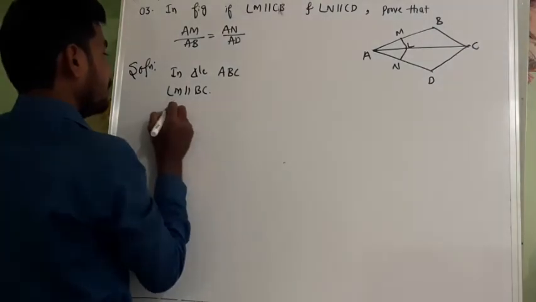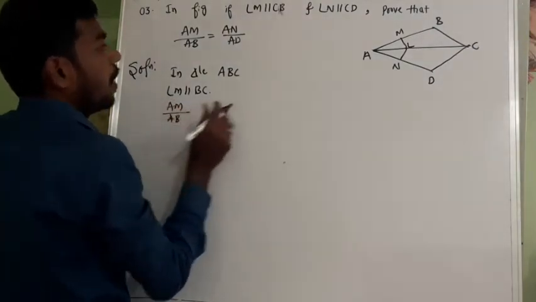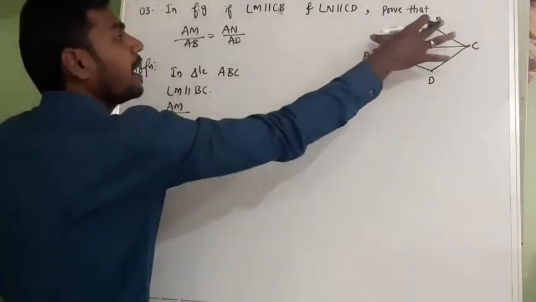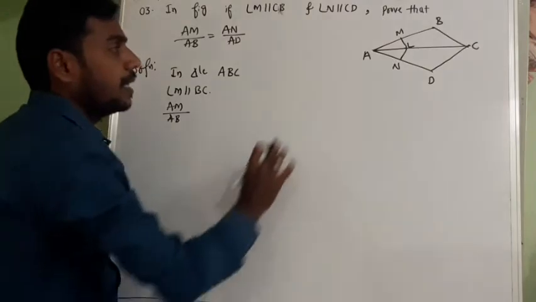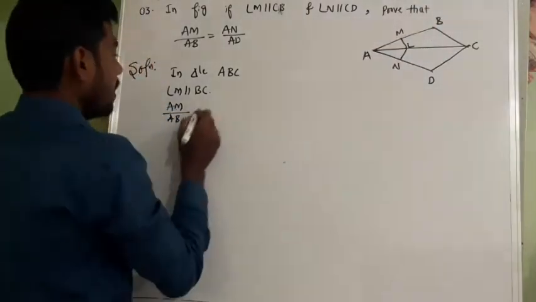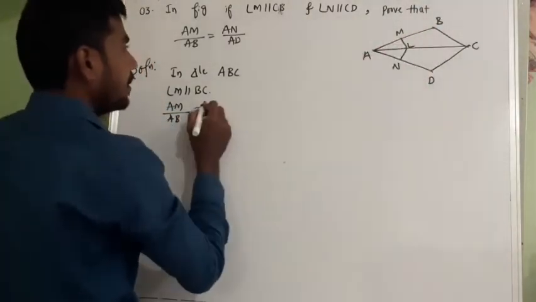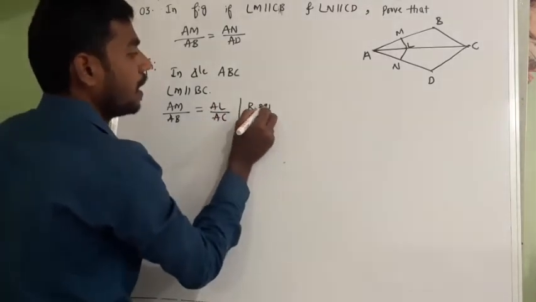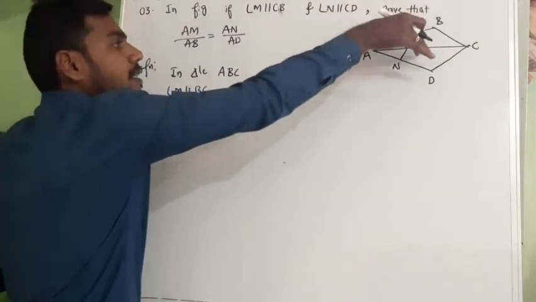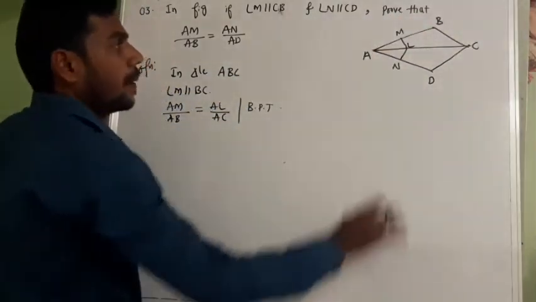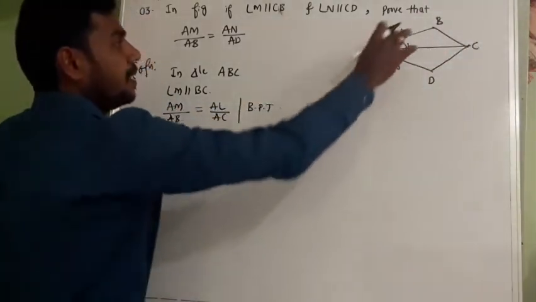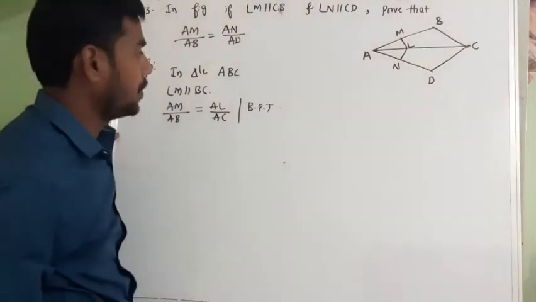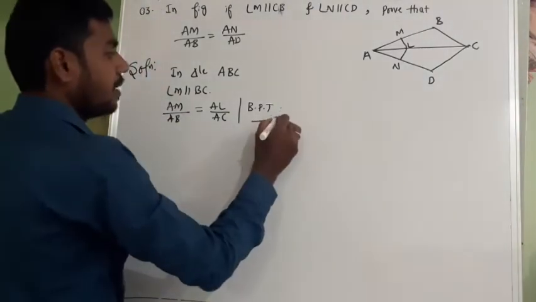AM by AB. Why have I written AM by AB instead of AM by MB? Because I need to prove AM by AB is equal to AN by AD. That is the reason I am considering AM by AB. AM by AB is equal to AL by AC. This is the basic proportionality theorem, because LM is parallel to BC. That is the reason these two sides are divided in the same ratio. Now I will call it equation number 1.